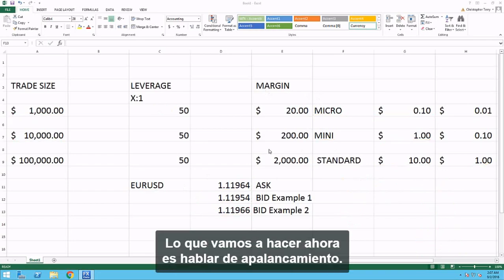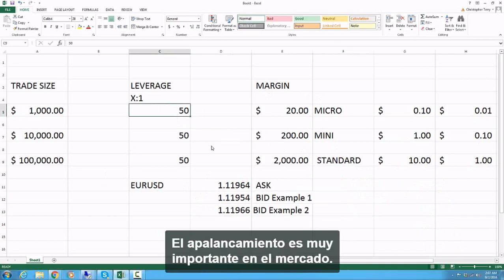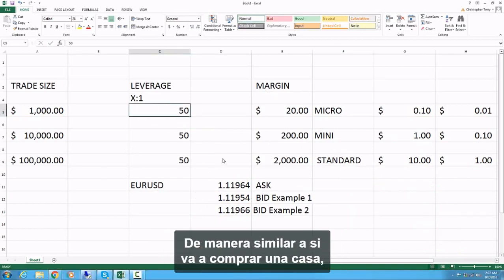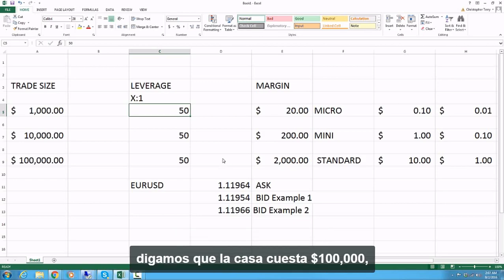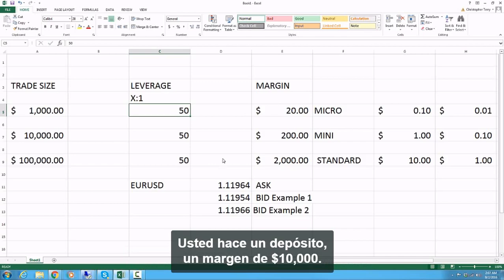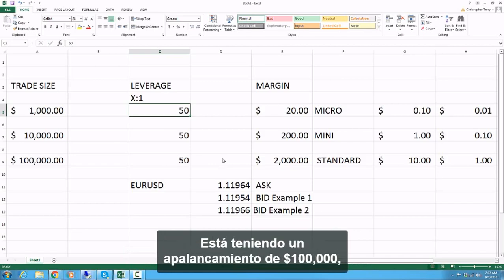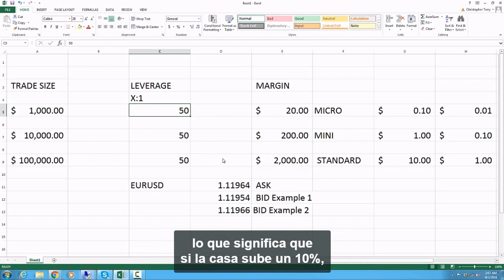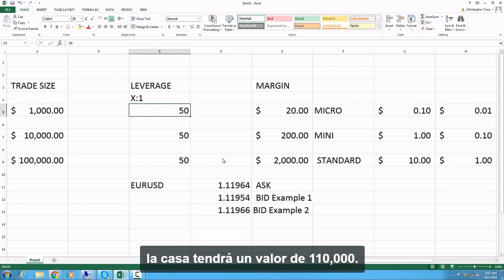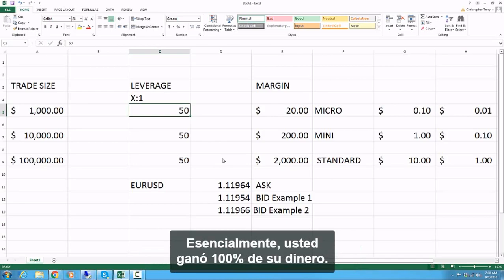What we're going to do now is talk about leverage. Leverage is really important in the market. Similar to if you were to buy a house. Let's just say the house is $100,000 and you put $10,000 down on the house. You put a deposit, a margin of $10,000. You're leveraging $100,000. So that means if the house goes up 10%, the house will be worth $110,000. So your $10,000 invested leveraged a $100,000 home that went up $10,000 in value. Essentially, you earned 100% on your money.